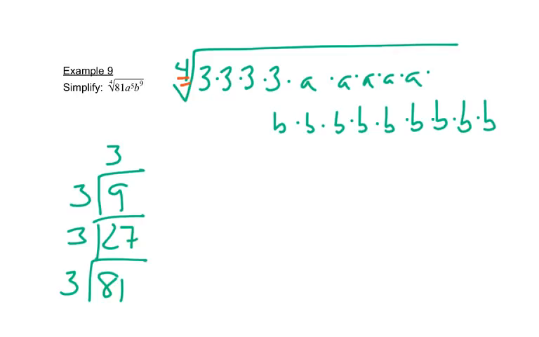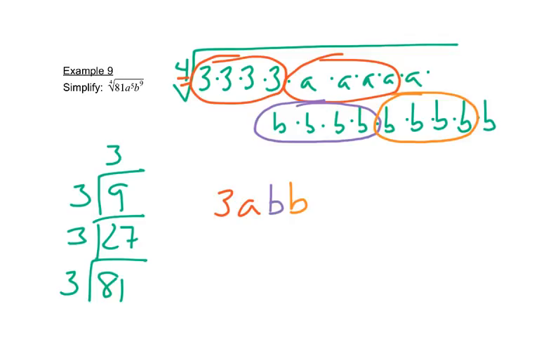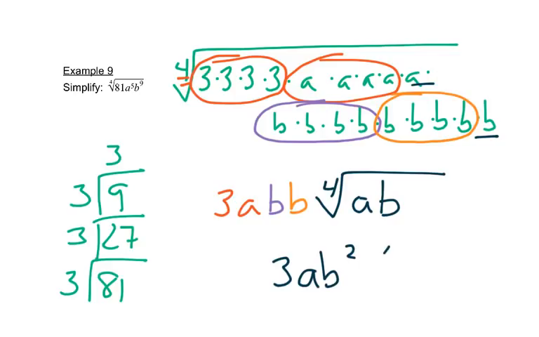This tells me I'm looking for groups of 4. So here's a group of 4. Here's a group of 4. Here's a group of 4. And here's a group of 4. I'd put the fourth root of what's left. There's an a left, and there's a b left. So we get 3ab squared, fourth root of ab.